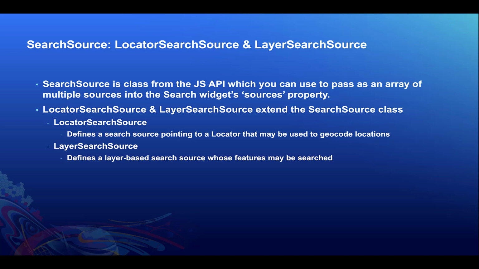A locator search source contains properties that define a source pointing to a locator which can be used to geocode locations with the search widget. Layer search source contains properties which define a layer-based source whose features can be searched with the widget.